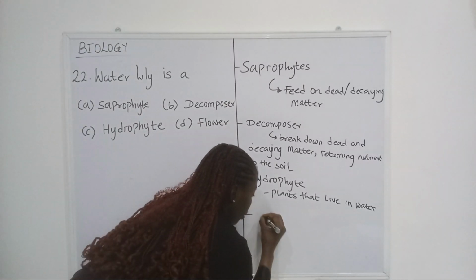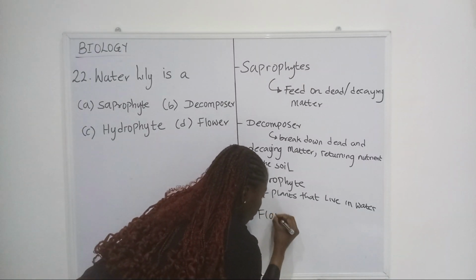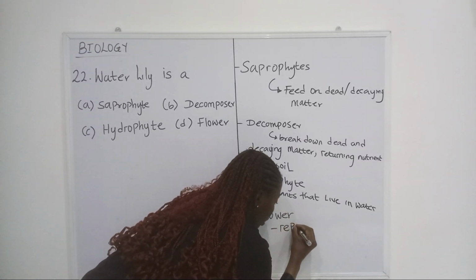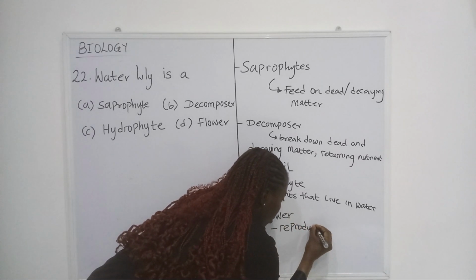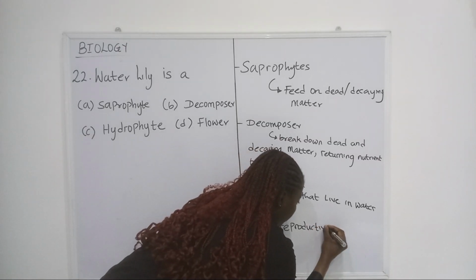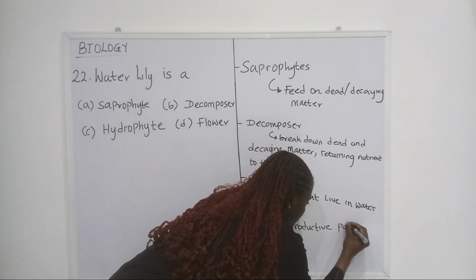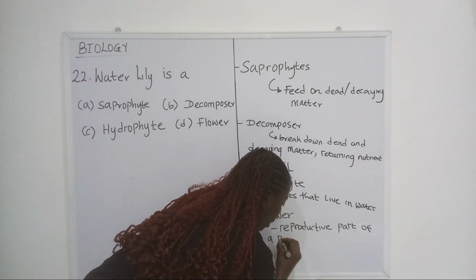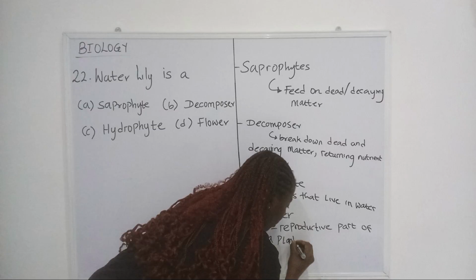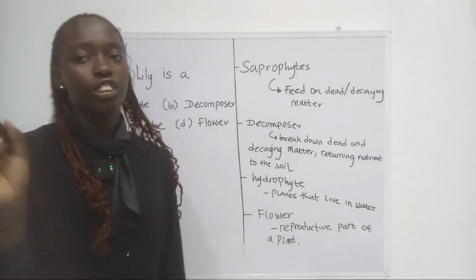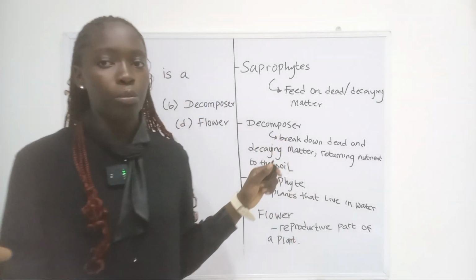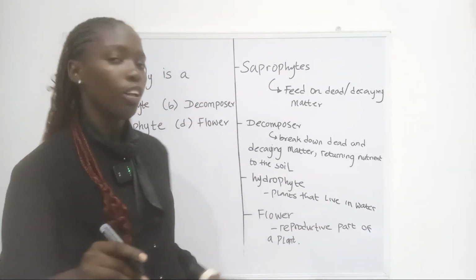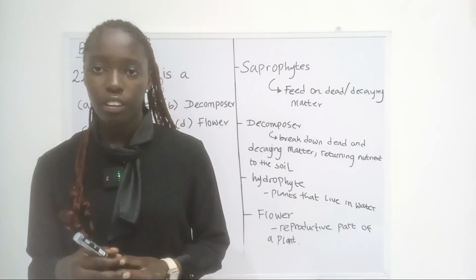And then last but not the least, we have flower, which is simply the reproductive part of a plant. So in case you didn't know, just the way you have your reproductive parts, plants also have their reproductive parts, which is flowers. So flowers are the reproductive part of a plant.